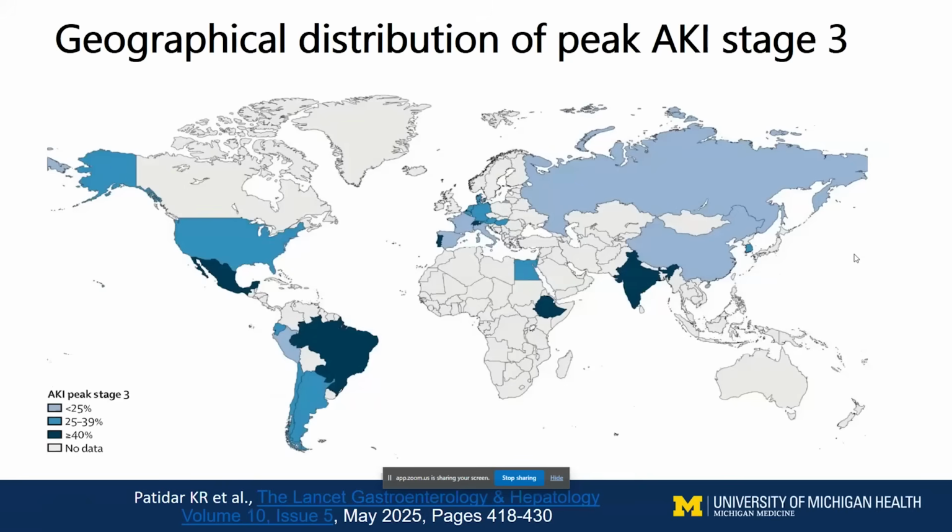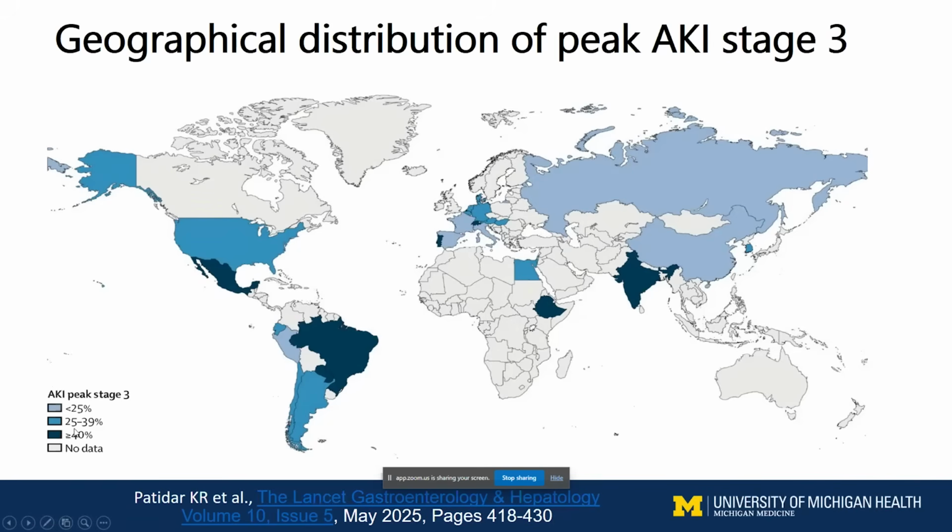This is a prospective multi-center cohort study which enrolled adults greater than 18 years with decompensated cirrhosis across the world. This is hot off the press. And what they found was the geographical distribution of AKI stage 3 in patients with cirrhosis varies. So here, the light blue is less than 25%.